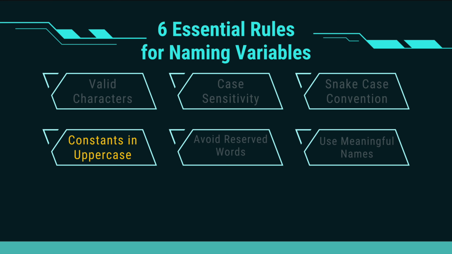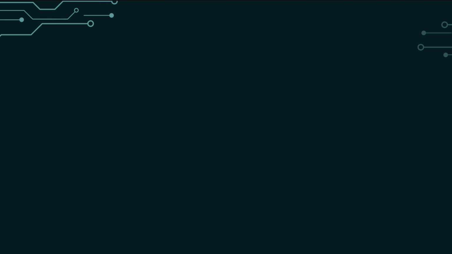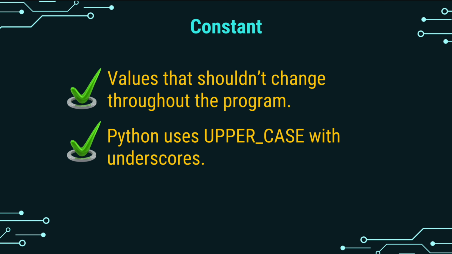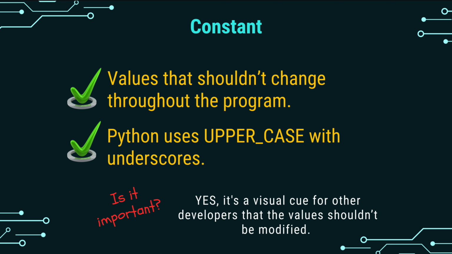Next up on our list of rules is how to name constants. A constant is a variable whose value isn't supposed to change throughout the program's execution. In Python, the convention for naming constants is to use all uppercase letters with underscores separating words. For example, MAX_USERS or API_KEY. It is important to note that Python doesn't actually prevent you from changing the value of a constant. This is purely a convention, a visual cue for developers that says, hey, this value is important and you probably shouldn't modify it.